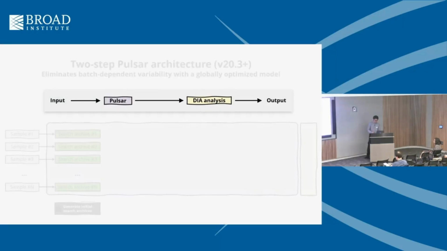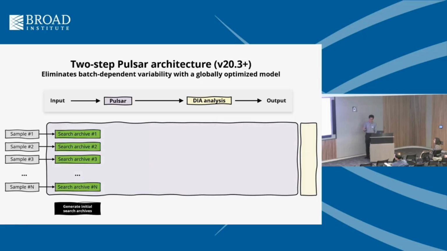So to counter that limitation, Spectronaut version 20.3 introduces a new parallelization architecture. What's different is that in this new architecture, the Pulsar step is split into a few extra steps.